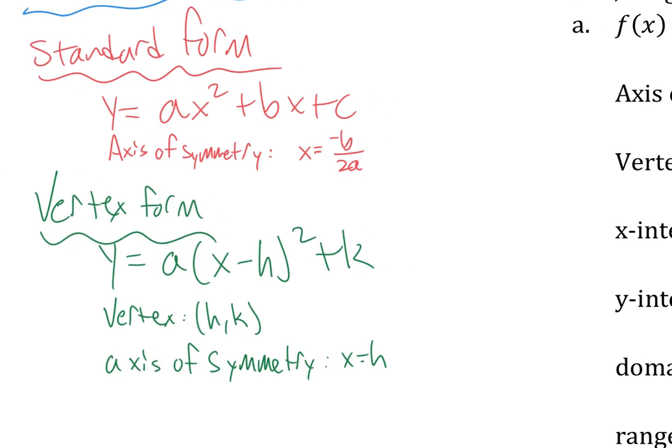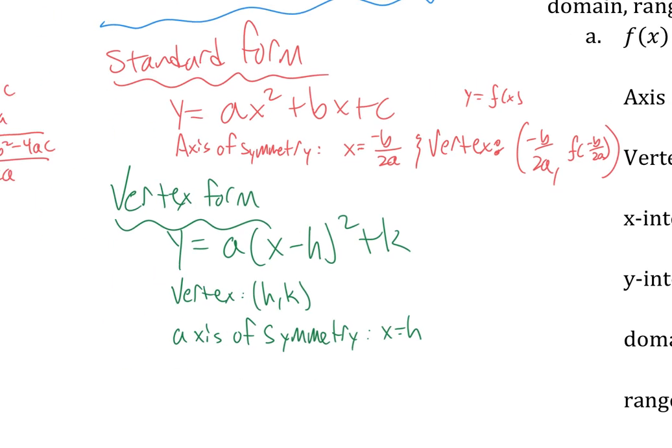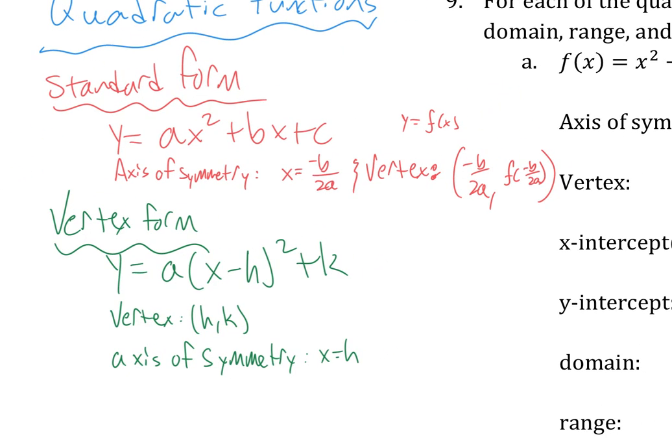To find the vertex, we've got to plug in x equals negative b over 2a. So you just plug that in and you get the y value. So the vertex is at an x value of negative b over 2a and a y value of f of negative b over 2a. In other words, you've got to plug it in, if y equals f of x. All right, so those are some important things there.